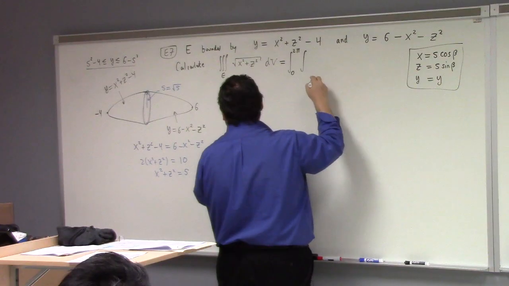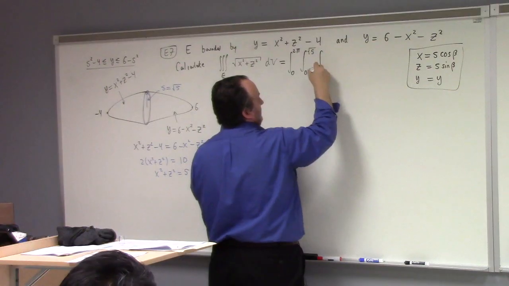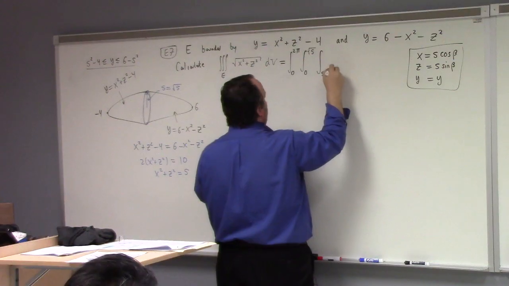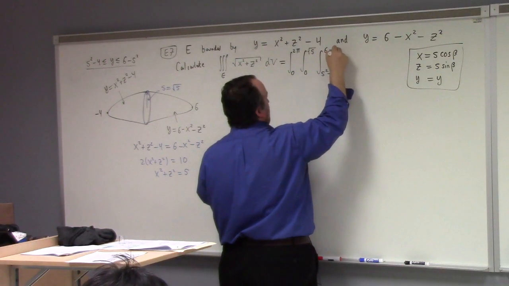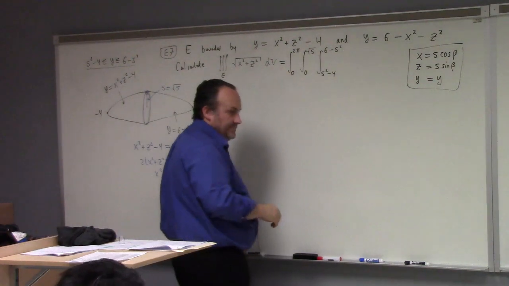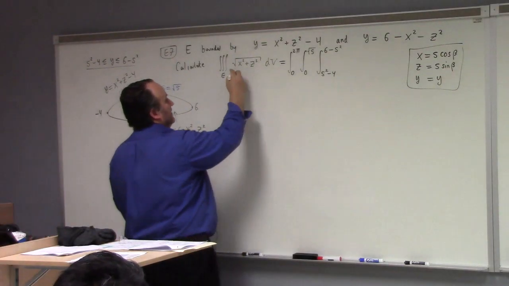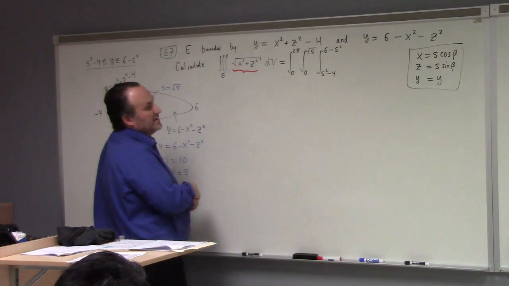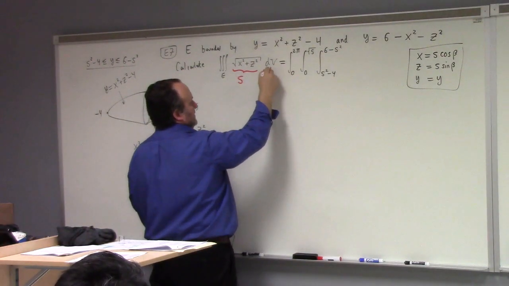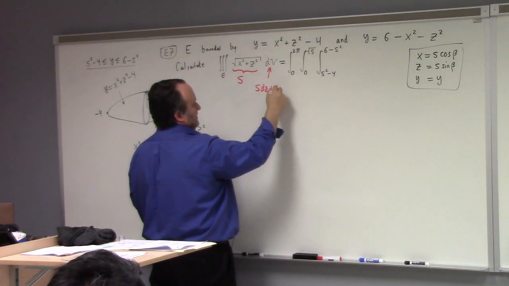And my s is ranging from 0 to the square root of 5. My y ranges from s squared minus 4 all the way up to 6 minus s squared. All right. So what's the deal with this right here? Yeah, that's just s, right? And this is going to work out to s dz, ds, d beta, right?